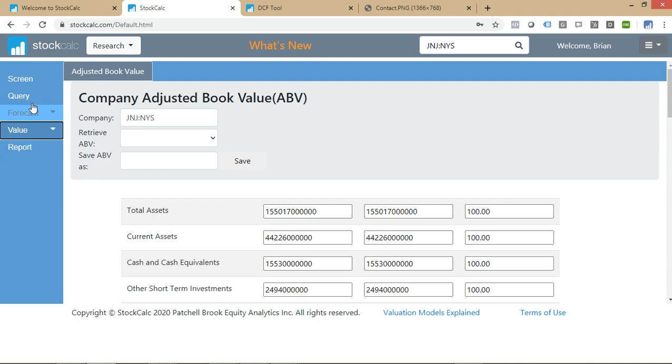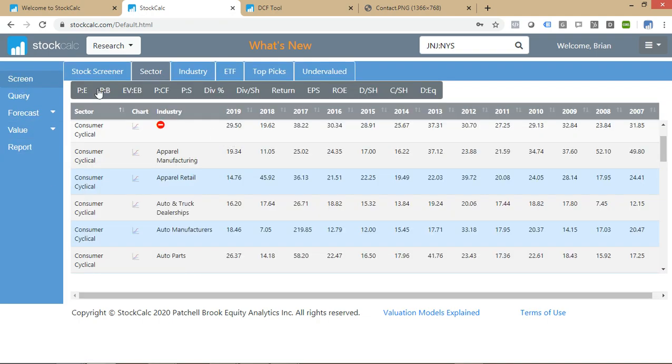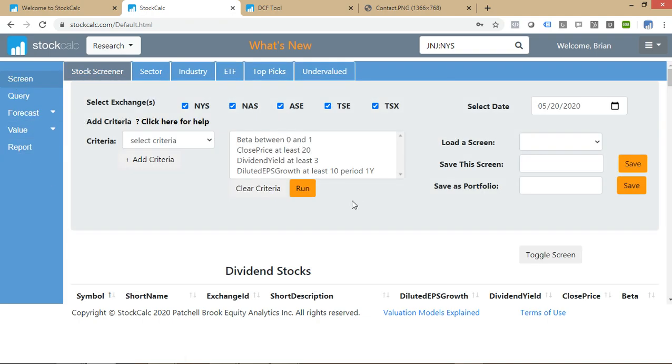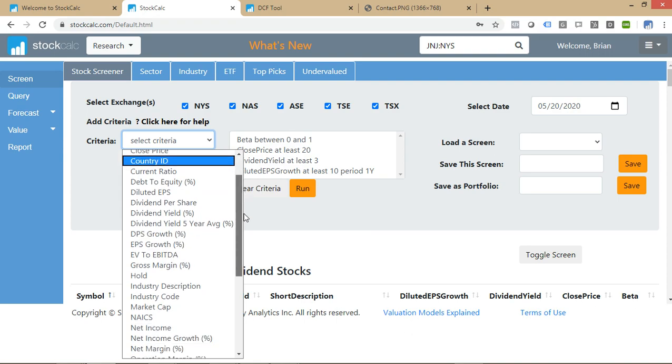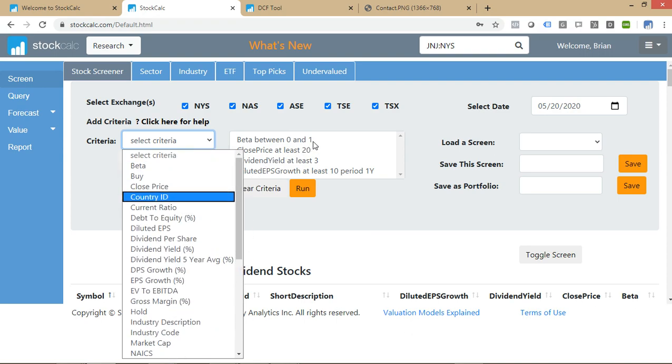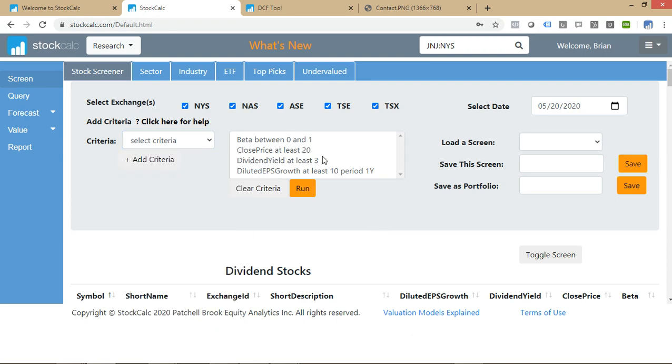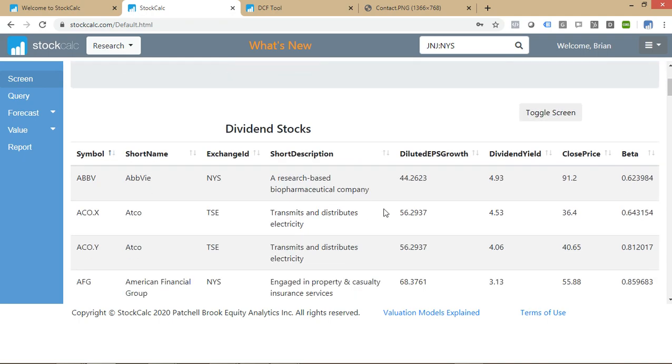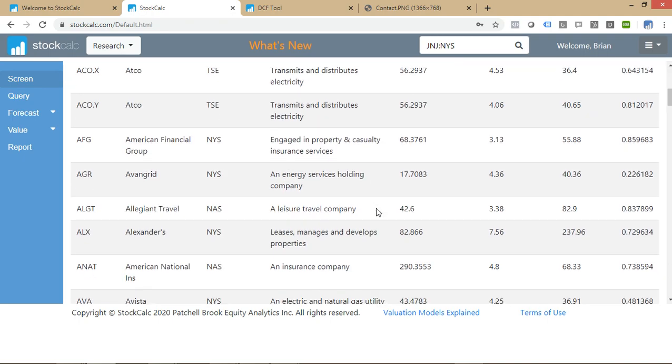Some other tools that are available within the site. We have a powerful stock screener. So I've actually loaded a series of dividend stocks here. We have a standard set of criteria that can be used. So beta between 0 and 1, close price at least 20, dividend yield 3% or higher, EPS growth rate at least 10% over 1 year. With that, we can generate a list of companies.